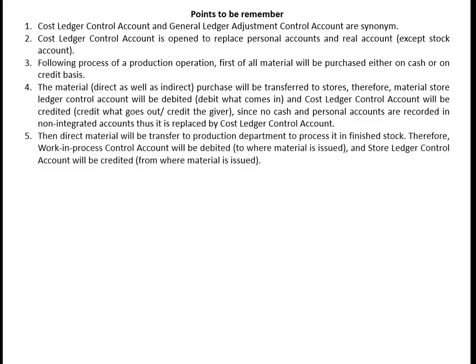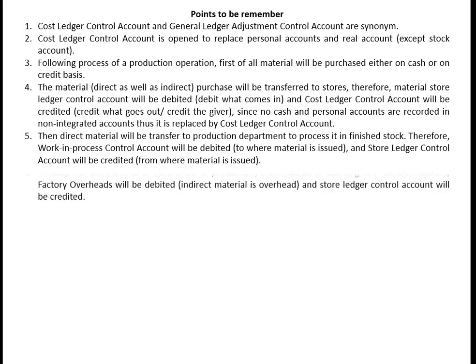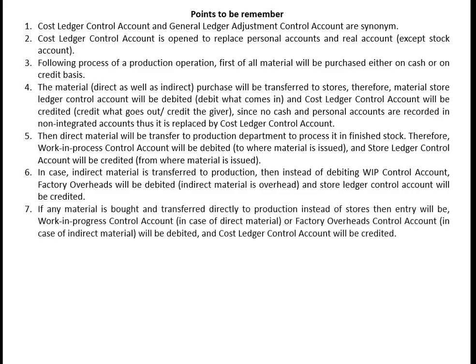Then direct material will be transferred to the production department to process it into finished stock. Therefore work in progress control account will be debited and store ledger control account will be credited. In case indirect material is transferred to production, then instead of debiting work in progress control account, we will debit factory overhead control account and store ledger control account will be credited.